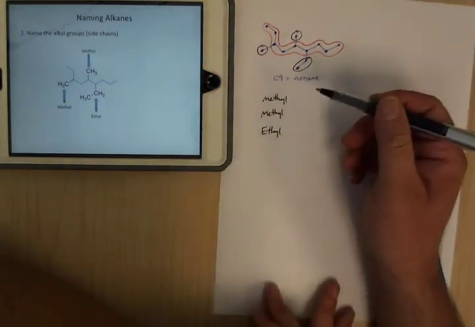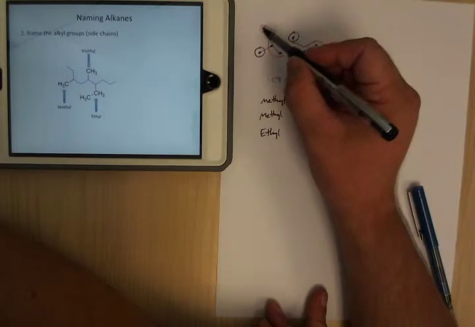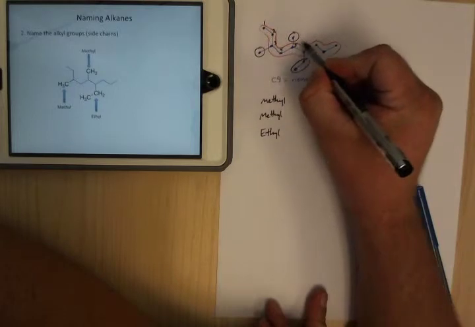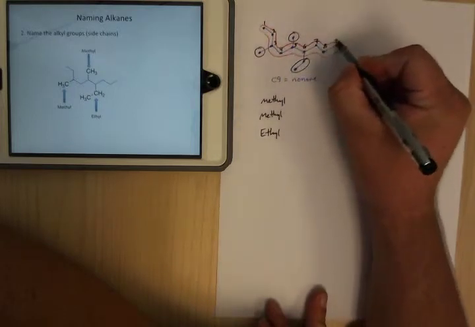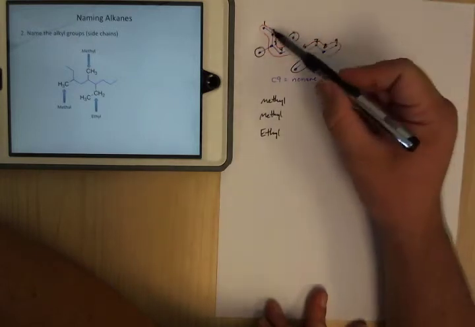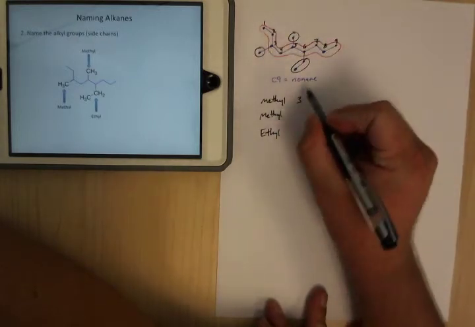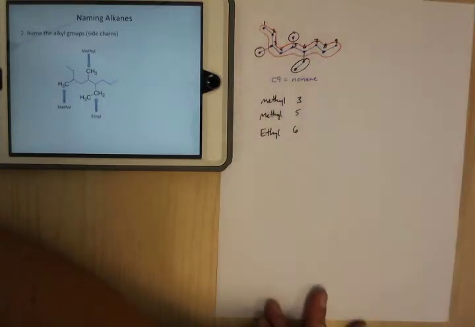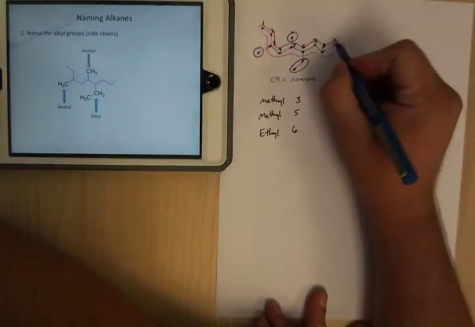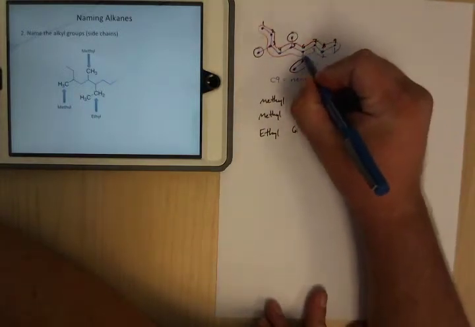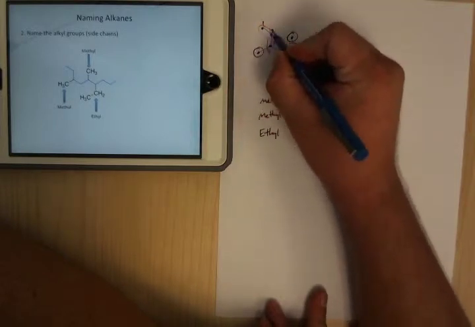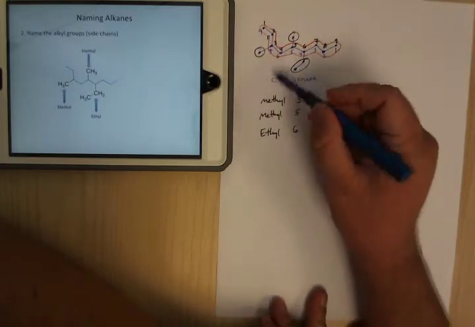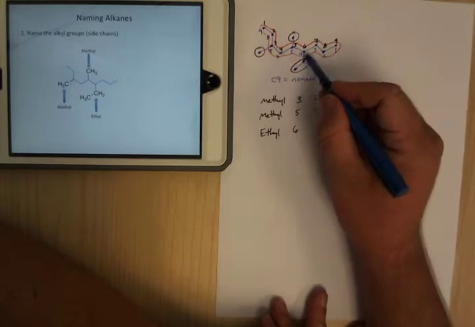Okay, now we need to figure the numbering, right? So here we go. So we're going to assume this is carbon 1, so 1, 2, 3, 4, 5, 6, 7, 8, 9. So if we assume that's the numbering, right? So this methyl group would be attached to carbon 3. This one's a carbon 5. This one's a carbon 6. Okay, the other option would be to say this is 1. So 1, 2, 3, 4, 5, 6, 7, 8, 9. So in that case, for the blue numbering, this one's at carbon 7. This one's at 5 again. This one's at 4. Right?